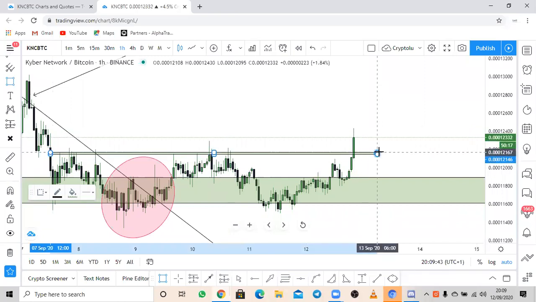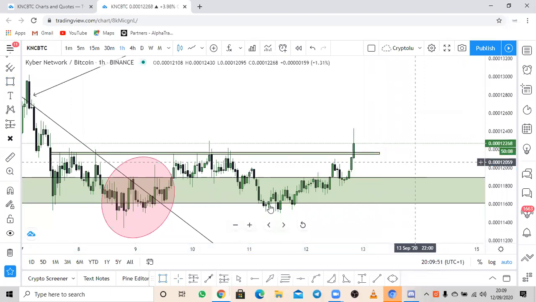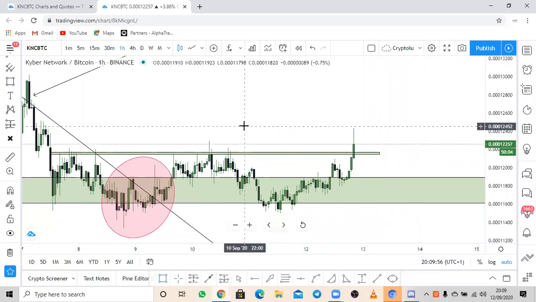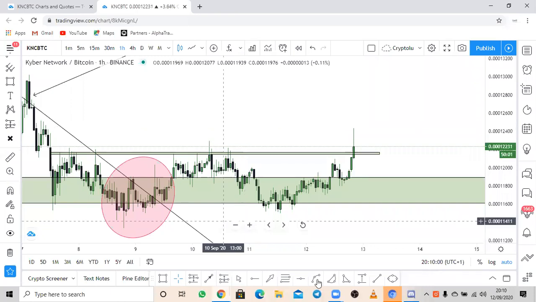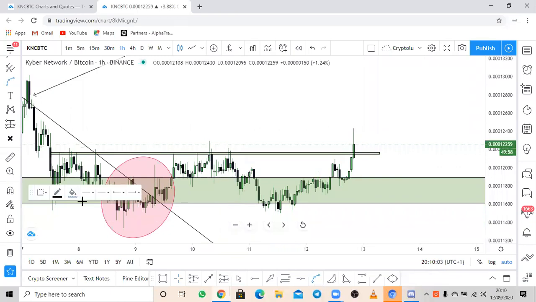It was still below this neckline here before the beginning of the class, but because the 15 minute candle already closed, we already had the breakout. So anyone who took the trade when I uploaded it should be in profit right now. But I don't know about that.